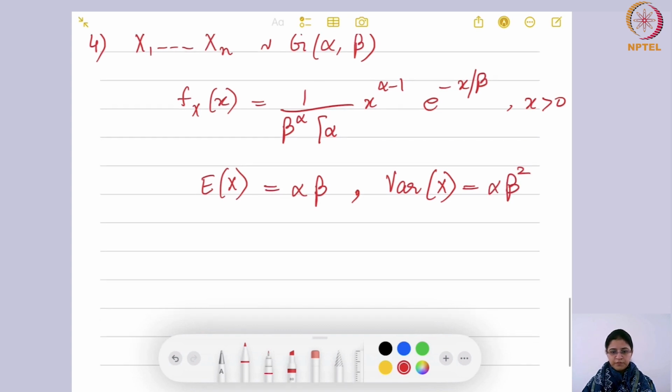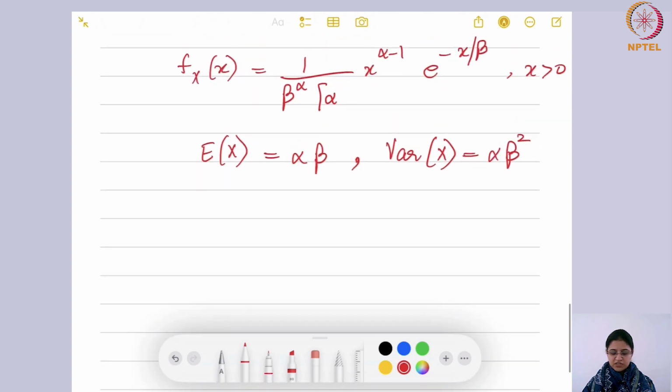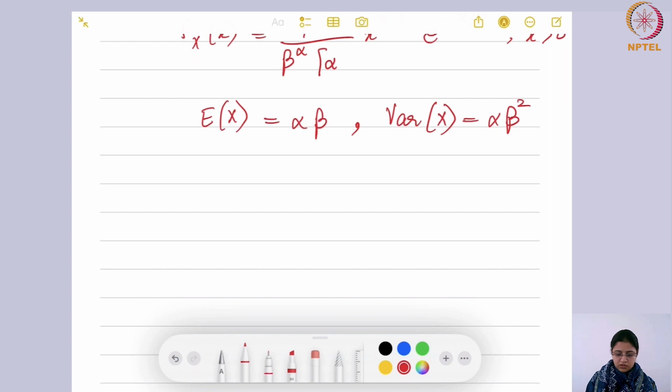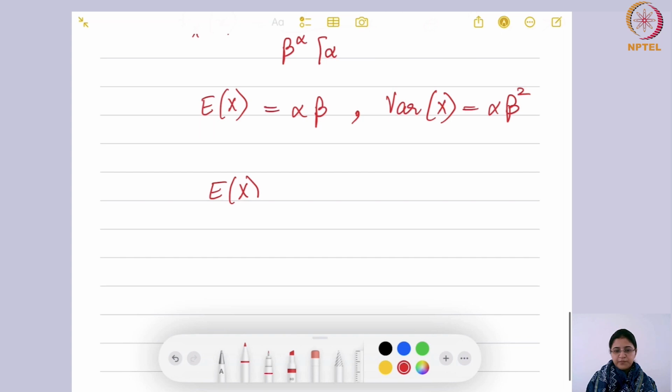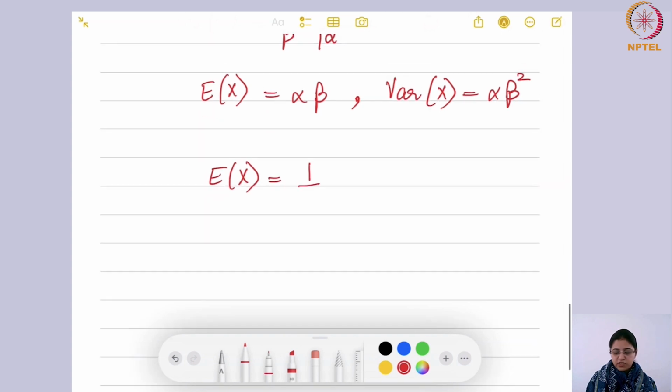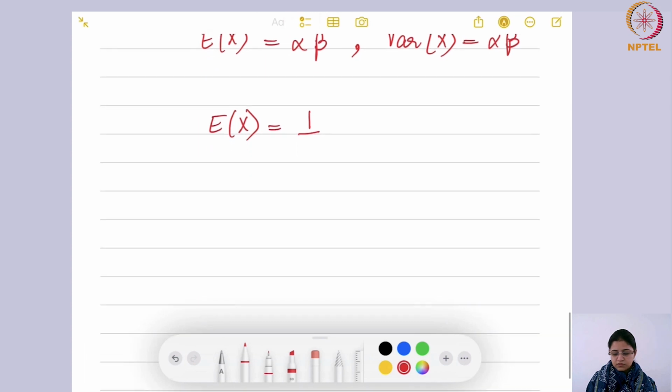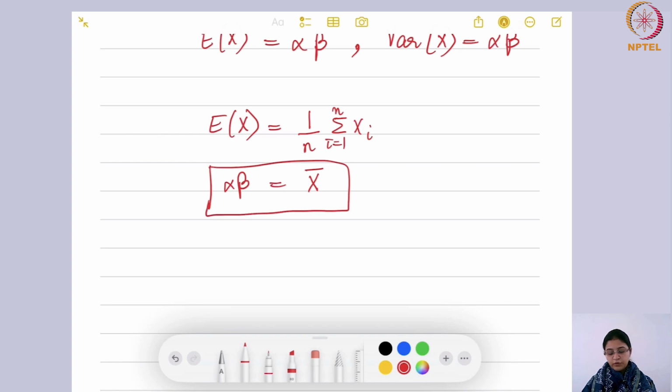So this we already know, so let us try to utilize this information. In this case, first we will tackle the first moment. What we do is equate the first population moment with the first sample moment, that is 1 over n summation Xi, i from 1 to n. So expectation of X is alpha beta, and here you have X bar. This is the first thing that you have obtained. But note that it cannot be solved since you have two parameters over here. So we need to find the other one and then it can be substituted.